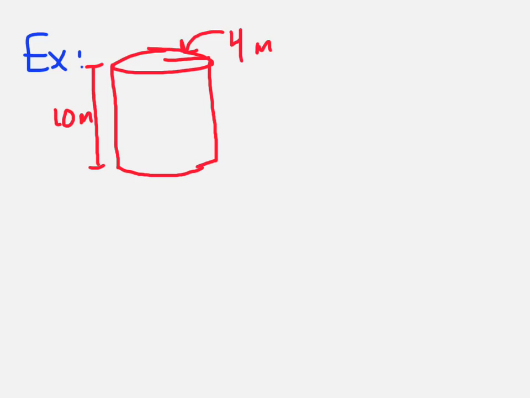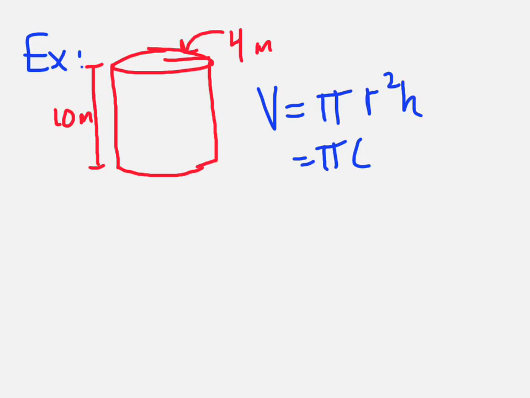So here's my poorly drawn cylinder, and I want to find the volume of it. So very simply, you just have to use the formula. My radius is 4, my height is 10. Volume is equal to pi r squared h, or pi radius is 4 squared times the height 10.